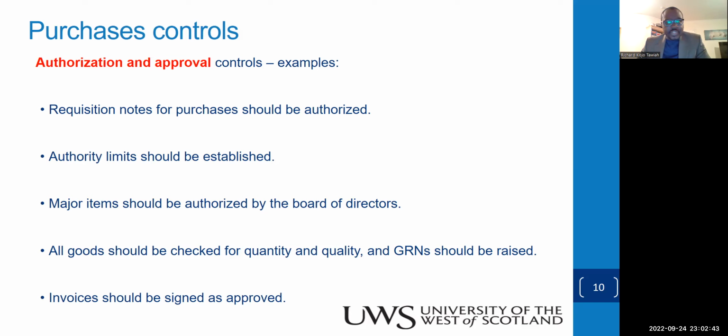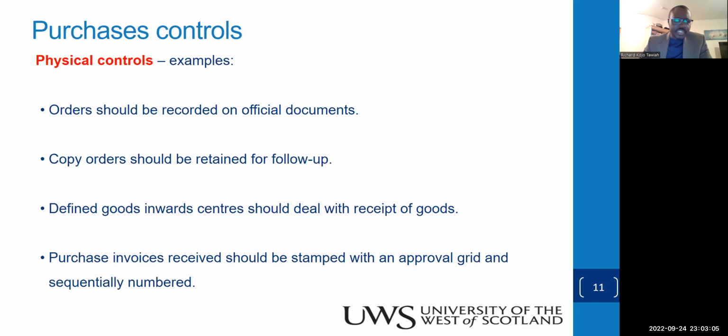Goods should be checked for the quantity and the quality. So we need goods received notes, GRNs, should be raised to ensure that quantities, quality, the numbers we are paying for are the same, okay? Any invoices issued should be signed and approved. Any invoices from the client, from the vendor, actually, from the vendor should be approved.